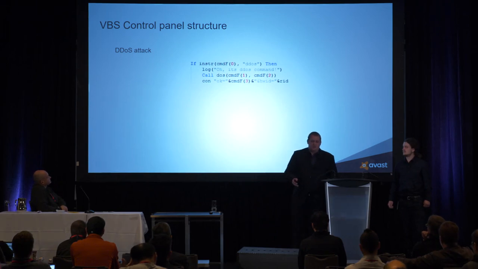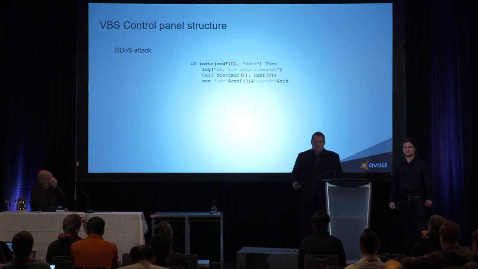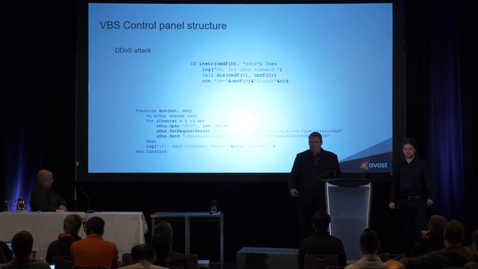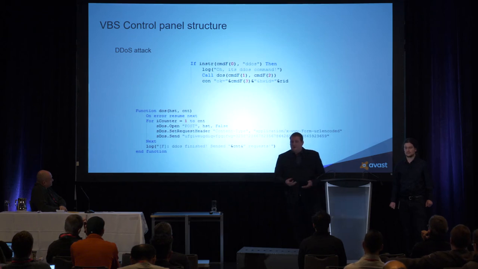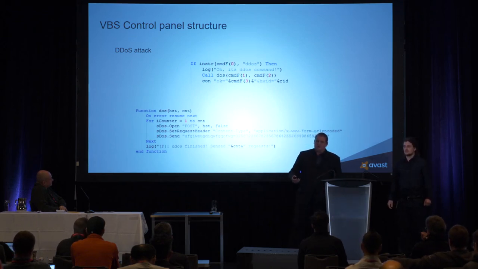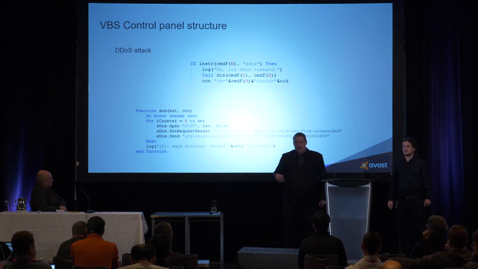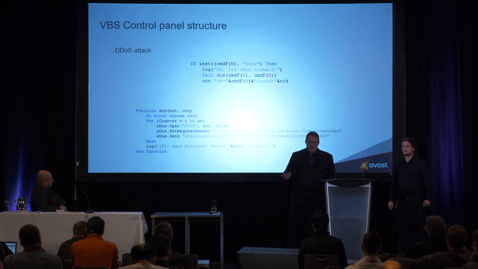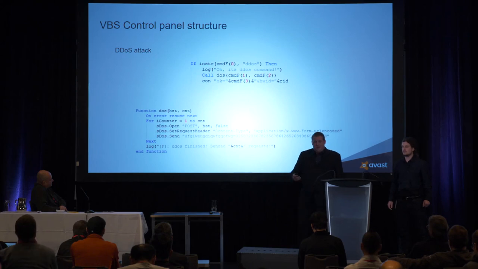Our function actually is pretty interesting. They can easily run the DDoS attack. So in the case the DDoS command is received by the control panel, they just use again the simple post with the hard-coded string. They receive two arguments actually. The first one is the targeted URL and the second one is the number of attacks which should be done by the control panel.